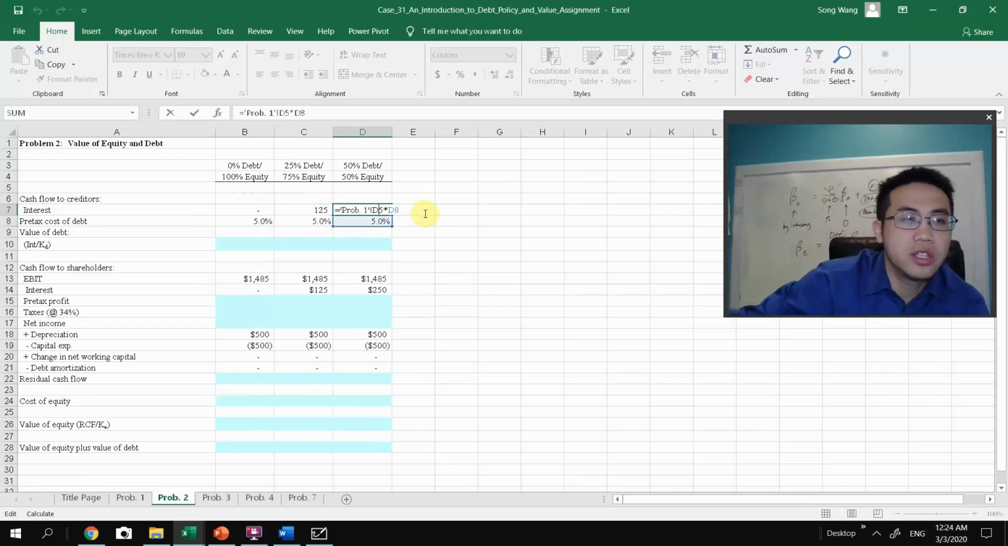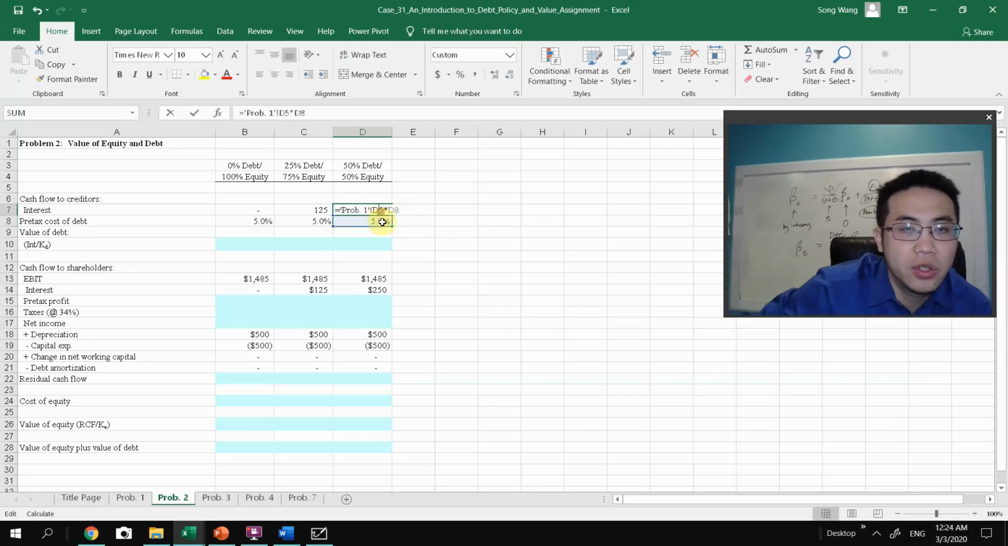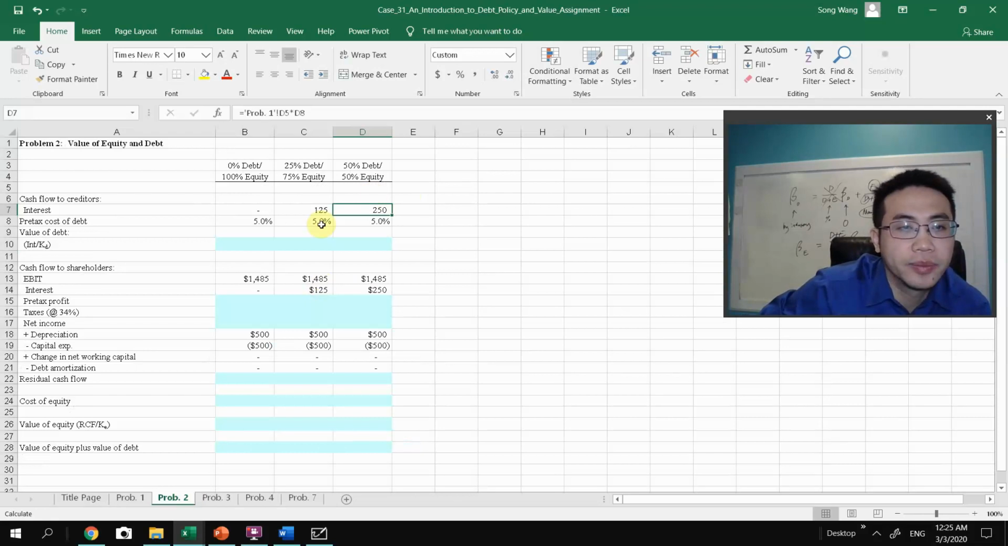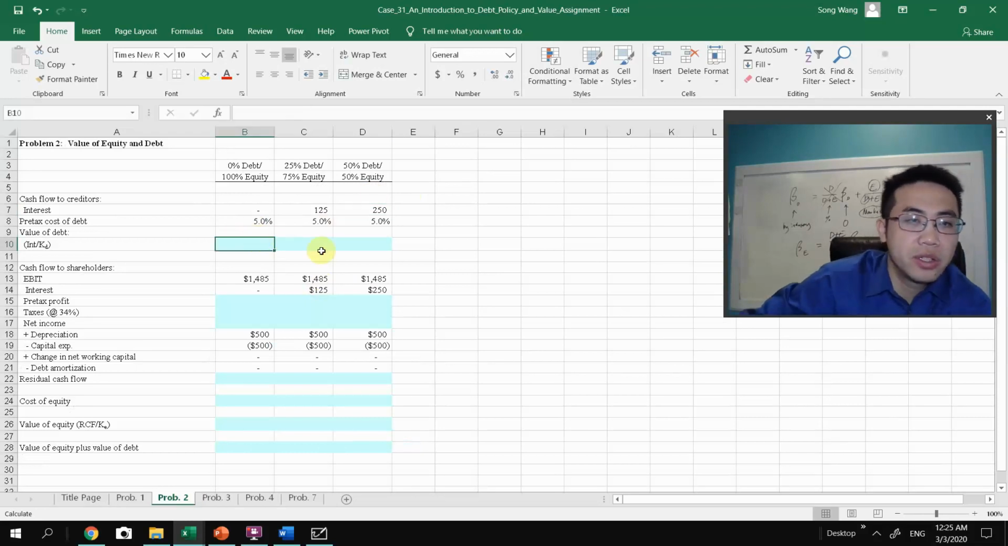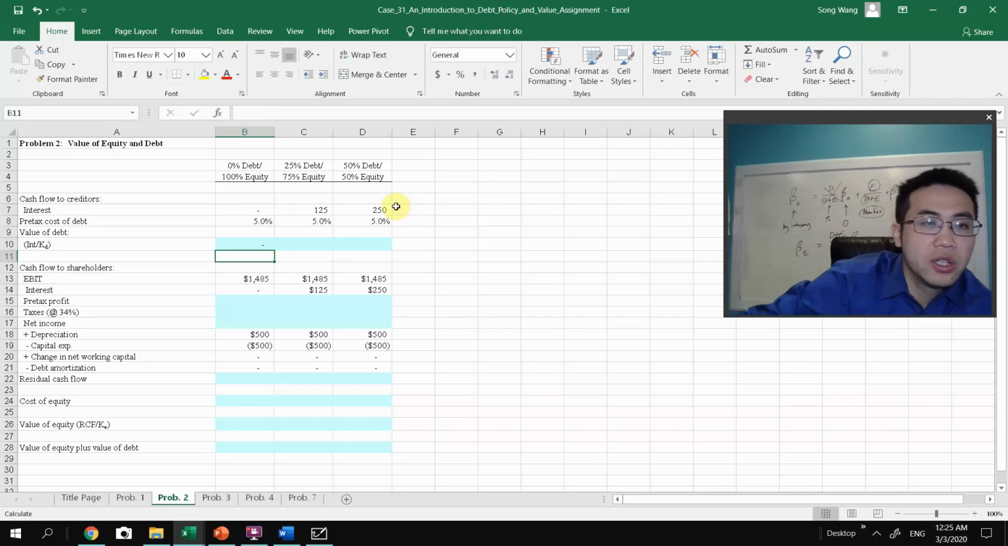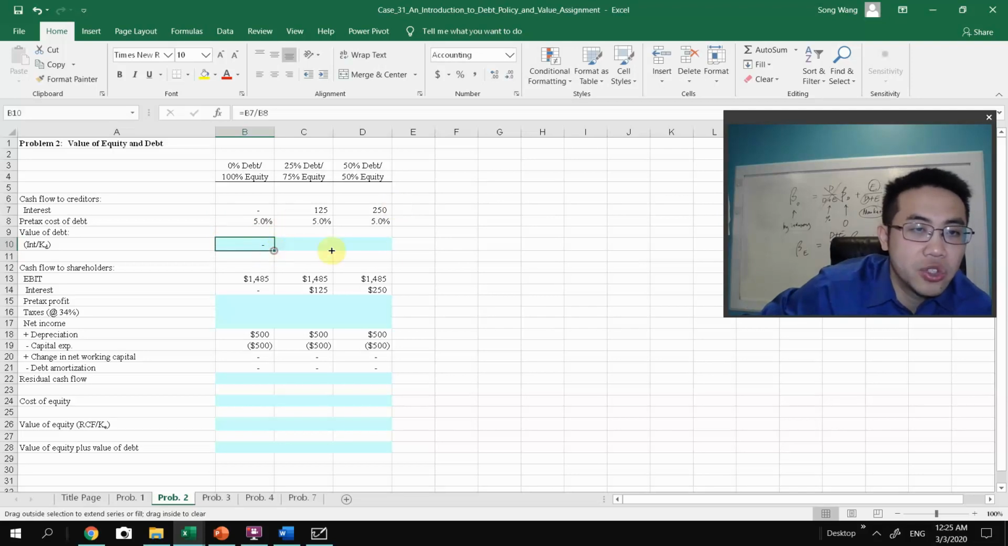So for example, this interest expense, which happens to be 250, equals the 5% which I used here multiplied by the 5,000 in the spreadsheet problem 1. Okay, and to get the value of the debt, that's pretty simple. You just use the interest in dollar figure divided by the pre-tax cost of debt. So 0 divided by that, you get 0, and then if you use 125 divided by 5%, you get 2,500, and right here you get 5,000.